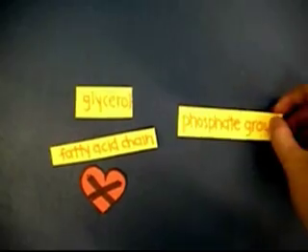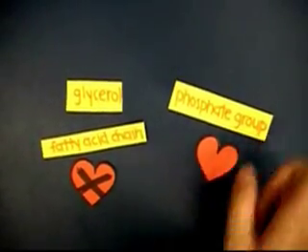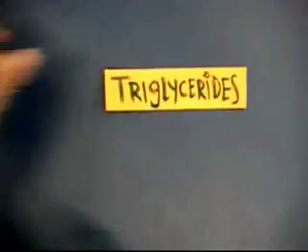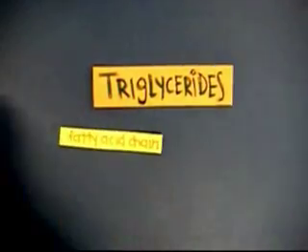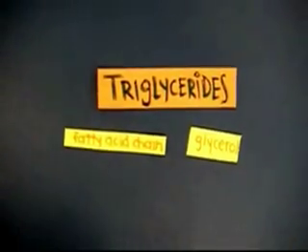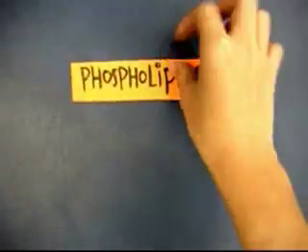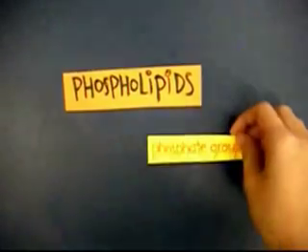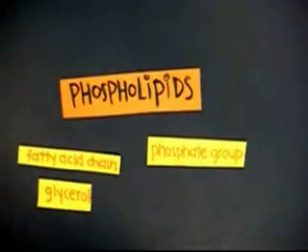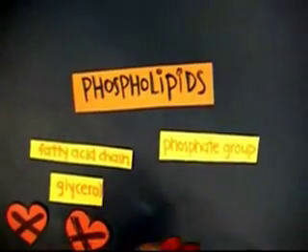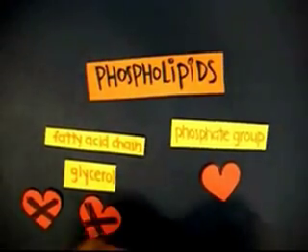Glycerols and fatty acid chains are nonpolar, hence they are hydrophobic. Phosphate groups have a negative charge, hence they are hydrophilic. A triglyceride has fatty acid chains and a glycerol, hence it is hydrophobic. Phospholipids have a phosphate group, fatty acid chains, and a glycerol, hence they have a hydrophilic head and a hydrophobic tail. As shown.